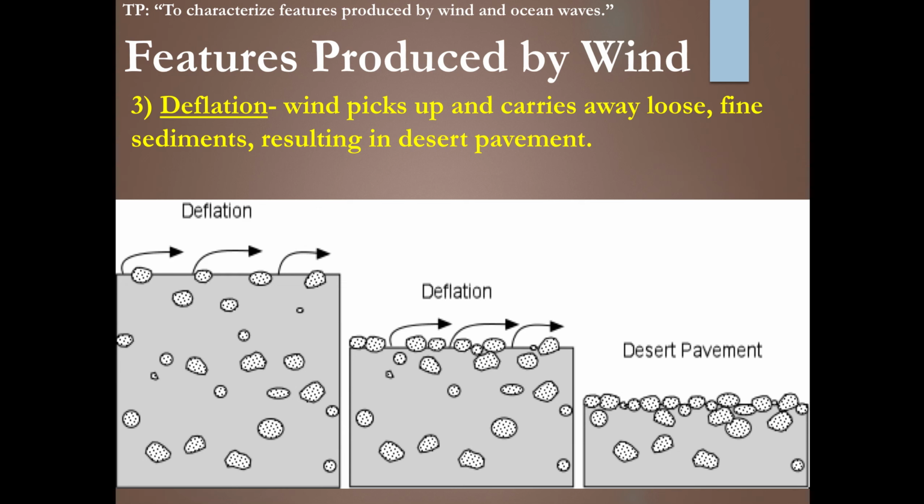3. Deflation. Wind picks up and carries away loose, fine sediments, resulting in desert pavement. So over the course of time, the desert can decrease in elevation, going from 1 to 2 to 3. And then what happens is, over the course of time, wind cannot carry coarser sediments, so they stay behind. And eventually this can produce desert pavement, which is very coarse sediments.